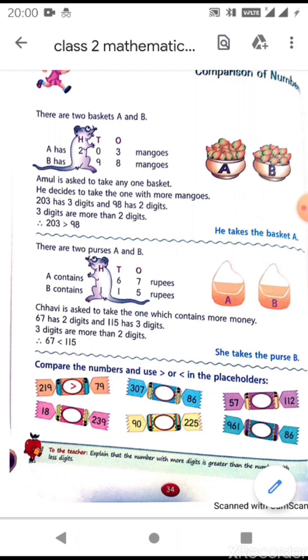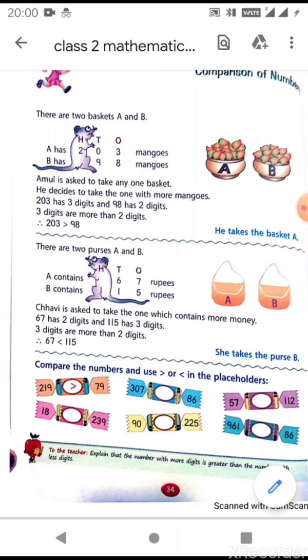Now see the next example. There are two purses, A and B. A contains 67 rupees and B contains 115 rupees. Now Chavi is asked to take the one which contains more money.